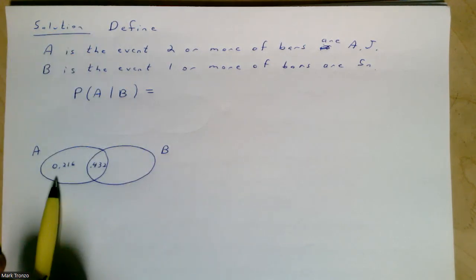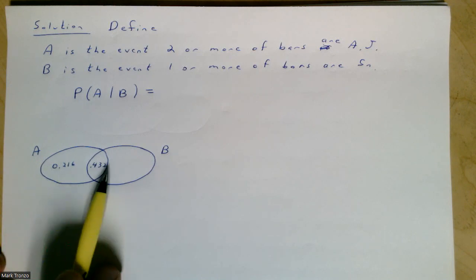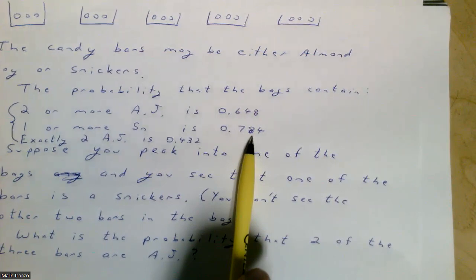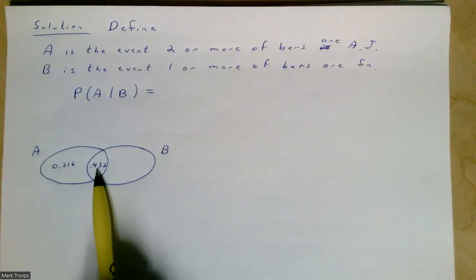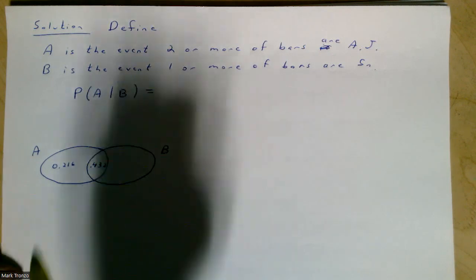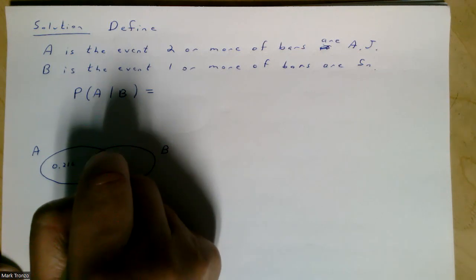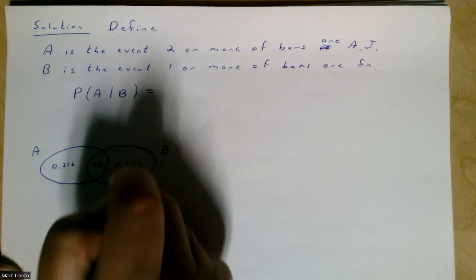And this would be the probability of having 3 Almond Joys. Then also over here, if we take this value, we know the probability of 1 or more Snickers is 0.784. If we subtract this from 0.784, we get 0.352.